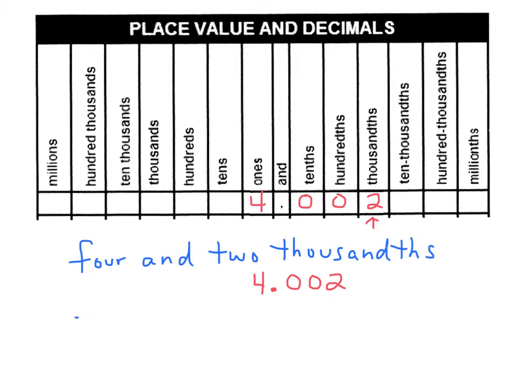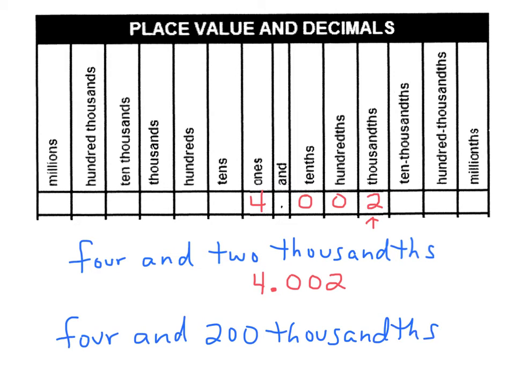Notice that this is different than the number 4 and 200 thousandths. If I wanted to write the number 4 and 200 thousandths, once again, I'm going to need to put a 4 in the ones place, 4 dot, but I need 200 thousandths. So before I can say the word thousandths, I need the number 200. So 4 and 200 thousandths would be written like this.